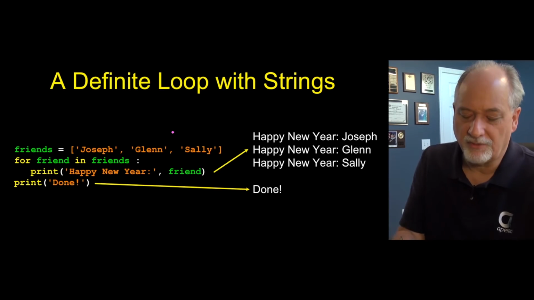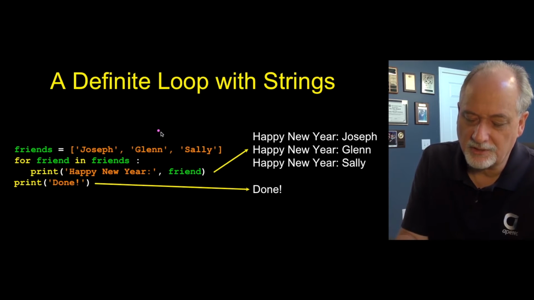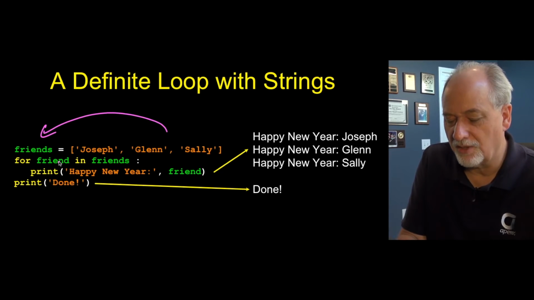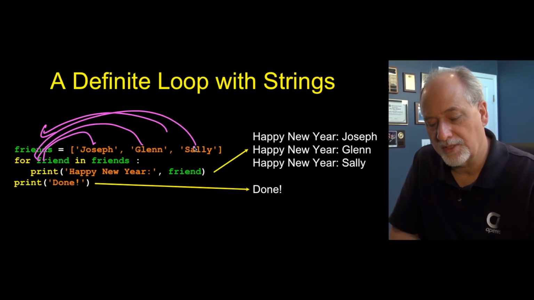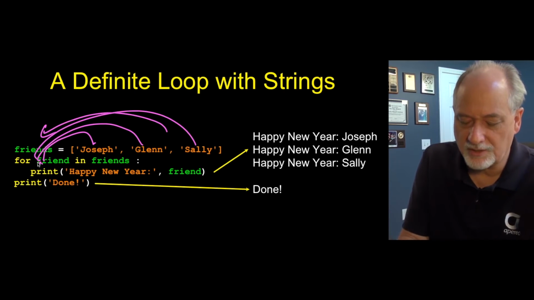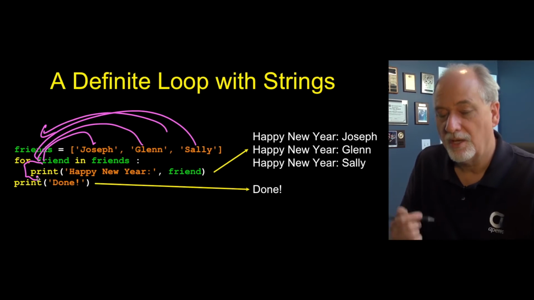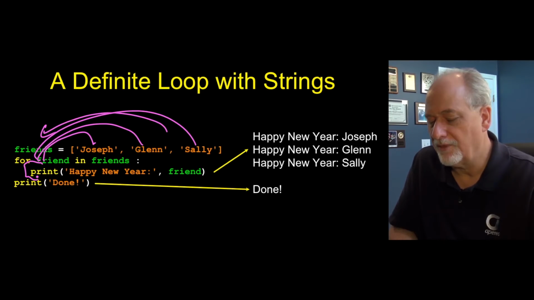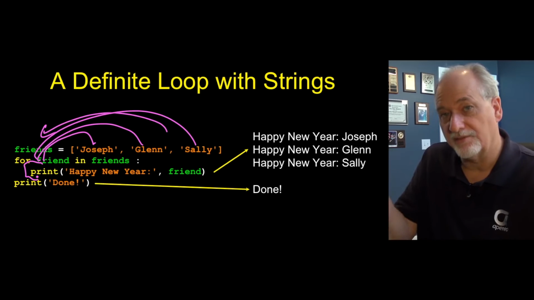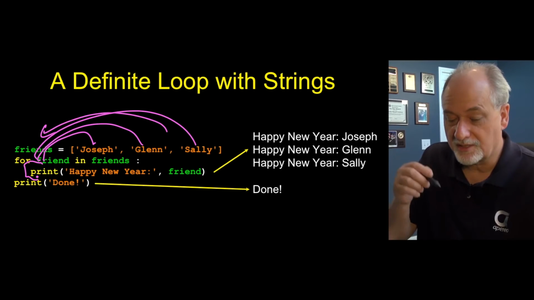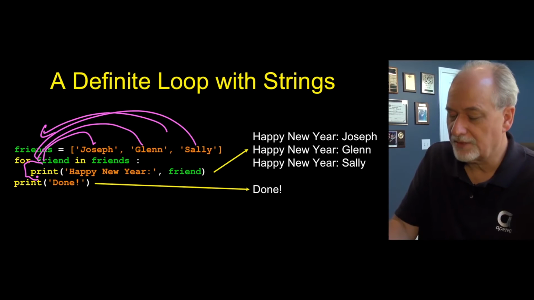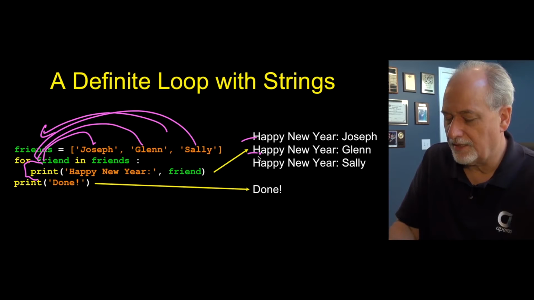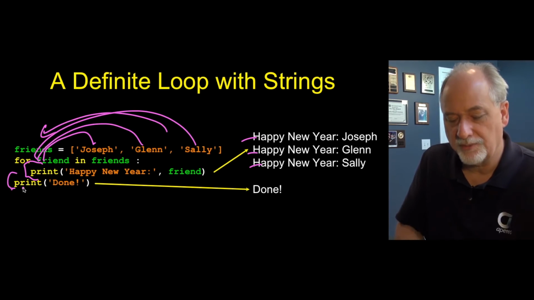So you can loop through a variable. We're going to take this list of 3 strings and stick it in friends, and friend is going to iterate through that. The first time through, friend is going to be Joseph. Second time through, it's going to be Glenn. Third time through, it's going to be Sally. And that just says run this code, the indented code, 3 times. Each time the variable friend takes on a successive value that's in the friends list. So it says happy birthday Joseph, Glenn, Sally, and then we come out of the loop and we print done.